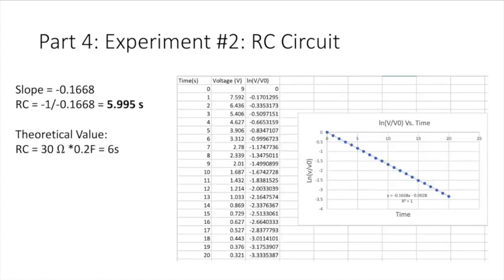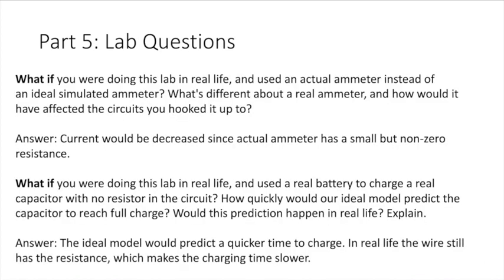And then I measured the time and also the ln of voltage over the initial voltage. And then I drew a graph to show their relationship. And the slope of the equation is negative 0.1668. And RC is the negative reciprocal of that value, which is 5.95 seconds. And we know the theoretical value of RC is simply R times C, which is 6 seconds. So my measured value is pretty close to the theoretical value.